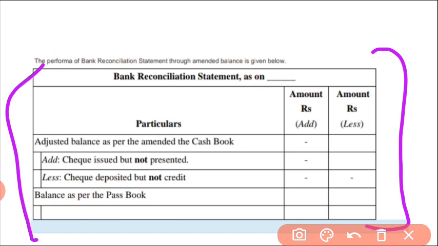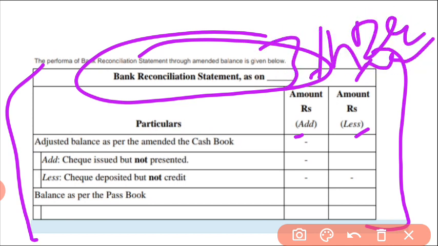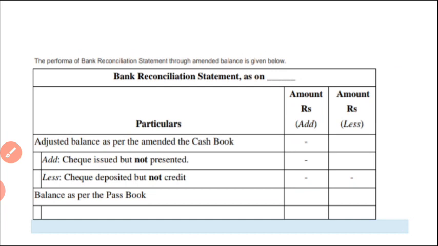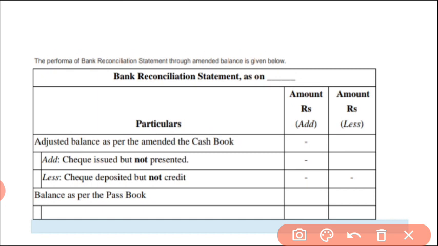So in this format, students, first of all you have to prepare a box in which 3 columns are there. Number 1 particulars, then amount, then amount. The first amount column will be of plus items and the second will be of minus items. Okay, after that on the top you have to write bank reconciliation statement as on 31, either March or December. Okay, so after that, adjusted balance as per passbook. What? Adjusted balance as per amended cash book we have to write.